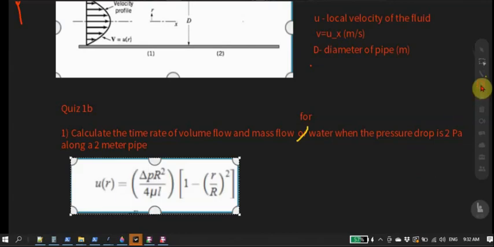I forgot to mention the diameter of the pipe, right? Say the diameter, 2 meters long, 50 mm diameter pipe.